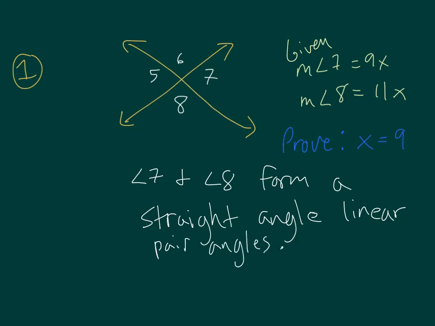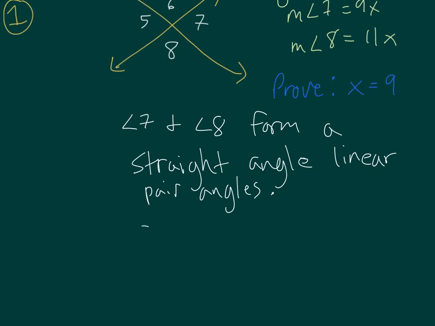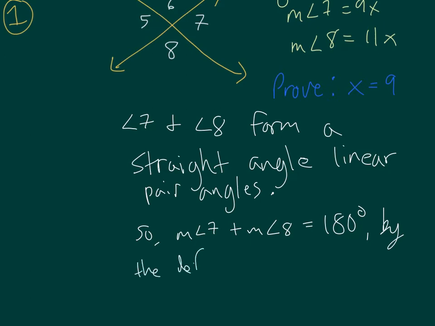Okay, and then the next sentence says, so the measure of angle 7 plus the measure of angle 8 has to then equal, well, two angles that form a straight line. They have to have a sum of 180 degrees by the definition. This is already written for you, definition of supplementary angles.